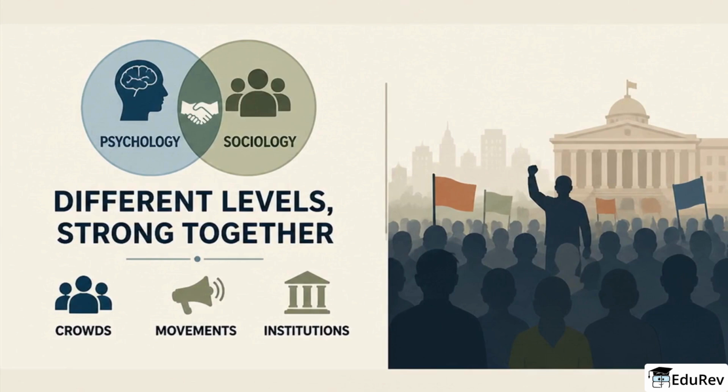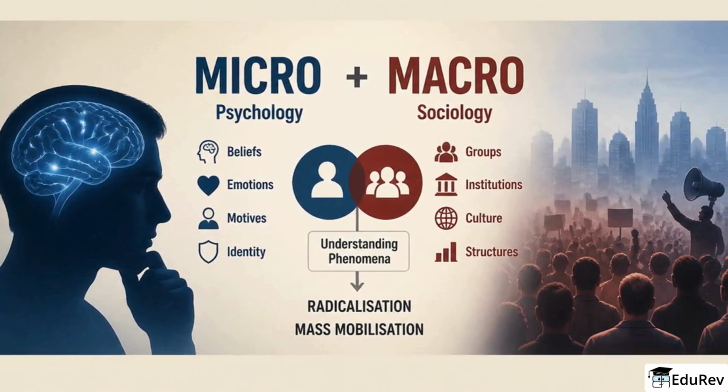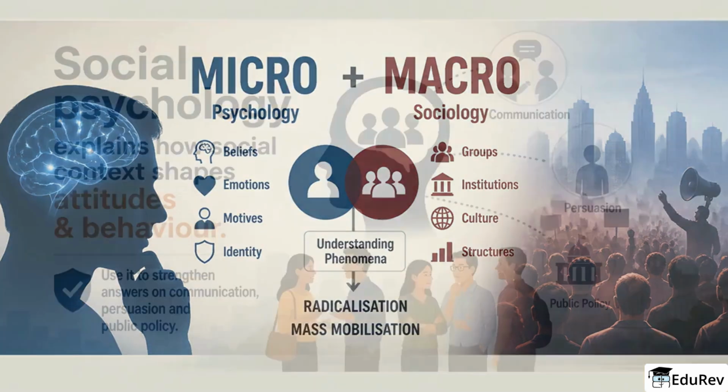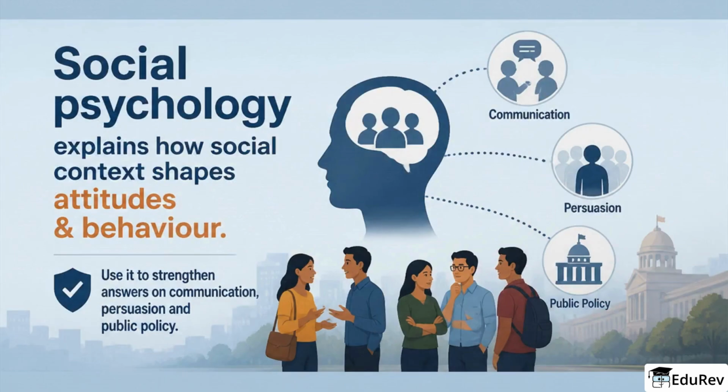This is handy when you must explain behavior in crowds, movements, or institutions. Some phenomena need a micro-level psychological insight plus a macro-level sociological context. For example, radicalization or mass mobilization. Social psychology studies how social context shapes attitudes and behavior. So referencing it strengthens answers on communication, persuasion, and public policy.